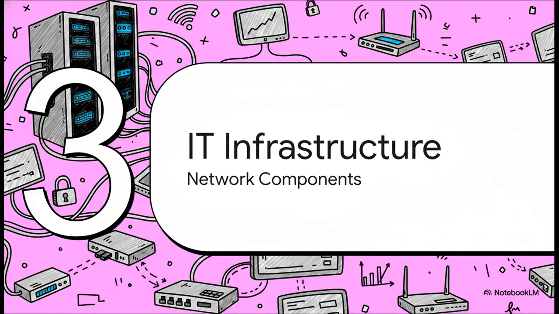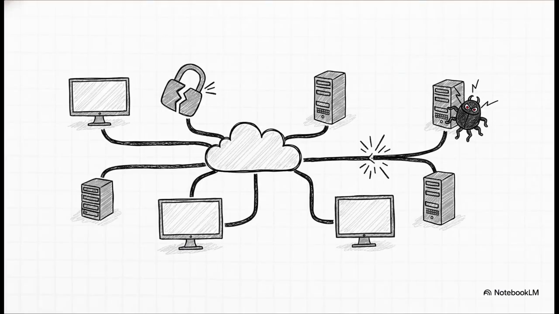Okay, let's leave the boardroom for a minute and step right into the server room. Section 3, IT infrastructure and network components. It's no secret that modern organizations rely entirely on interconnected networks. Think local area networks, wide area networks, and cloud computing systems, just to process financial reporting. This means that network vulnerabilities, like cyber threats, downtime, or unauthorized access, directly elevate audit risk. Simply put, if the network isn't secure, the financial data traveling across it isn't secure either.